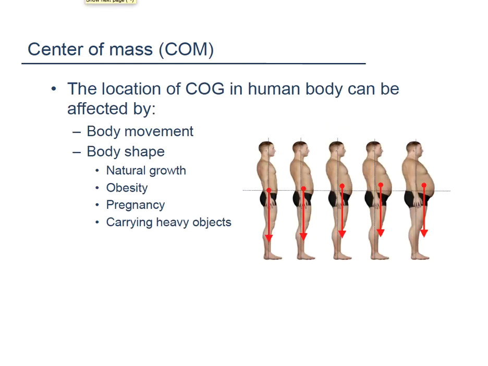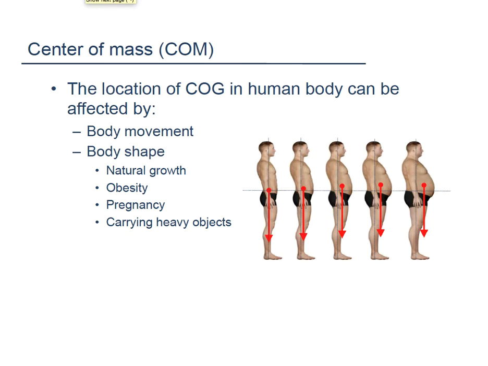The center of mass location in the human body can change with body movement. For example, if you lift your right arm to the side, the whole body center of mass will move slightly upward and towards the right. The center of mass location can also be affected by body shape. Infants and children tend to have a higher center of mass because their head is large relative to their body. As they grow, their center of mass will gradually get lower.